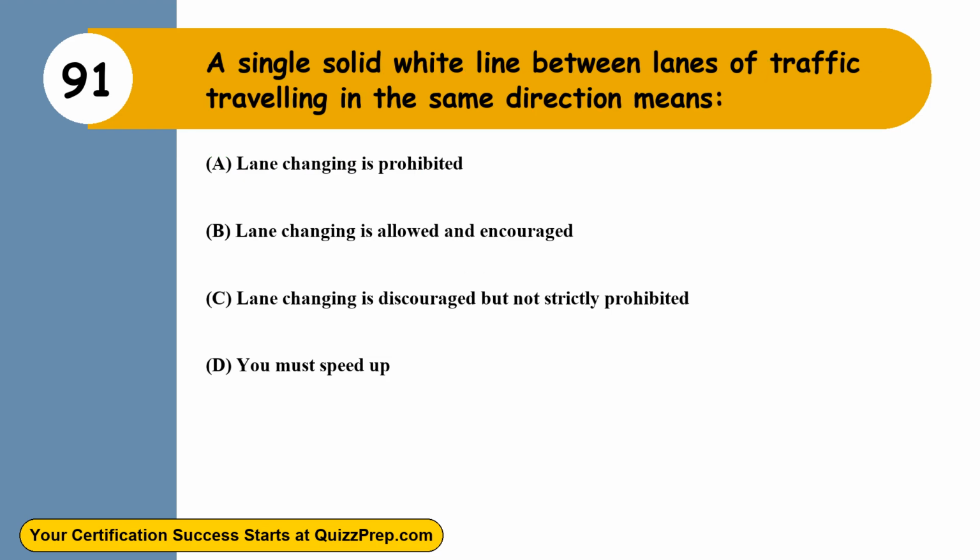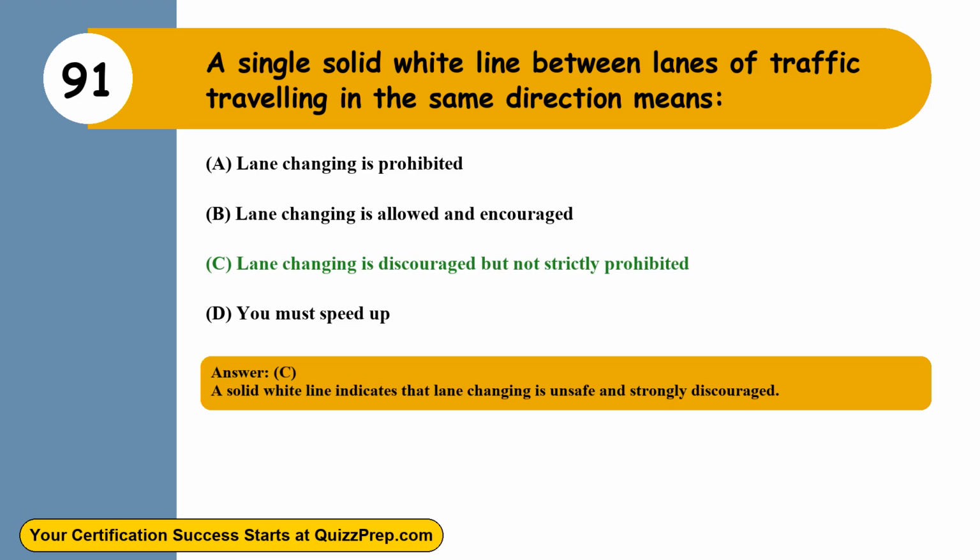Question 91. A single solid white line between lanes of traffic traveling in the same direction means: Option A, lane changing is prohibited. Option B, lane changing is allowed and encouraged. Option C, lane changing is discouraged but not strictly prohibited. Option D, you must speed up. The correct answer is option C. Lane changing is discouraged but not strictly prohibited. A solid white line indicates that lane changing is unsafe and strongly discouraged.